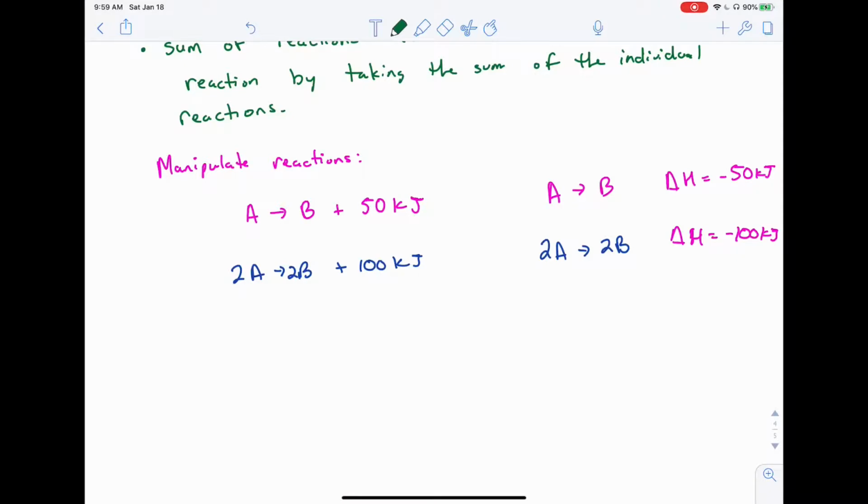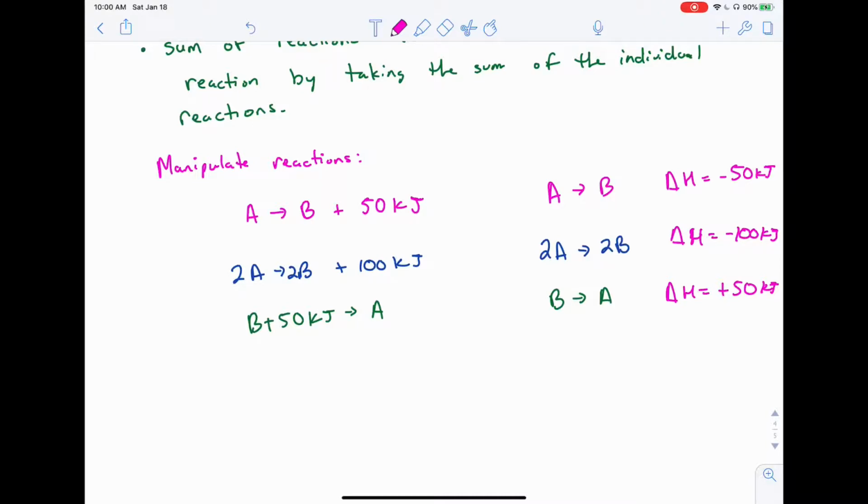Now, let's say we flip the equation. B yields A, the reverse reaction. What have we done to this reaction here? Just reversed it. So what it becomes is B plus 50 kilojoules yields A. So now, what's your delta H? Positive 50. So in Hess's law, all you're doing is manipulating reactions, and you manipulate the delta H along with it.